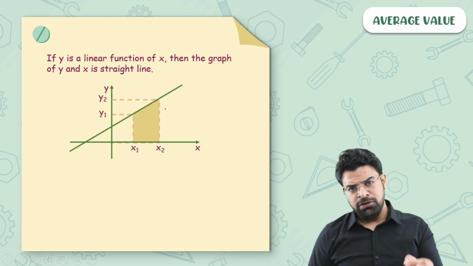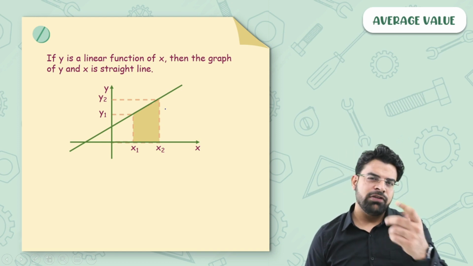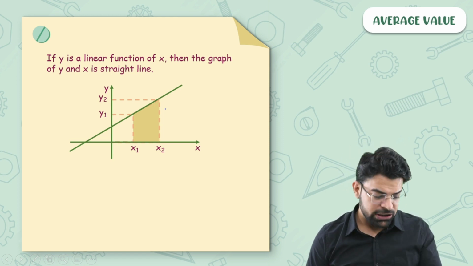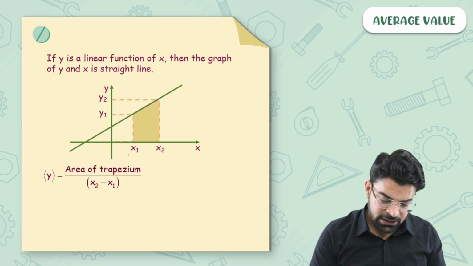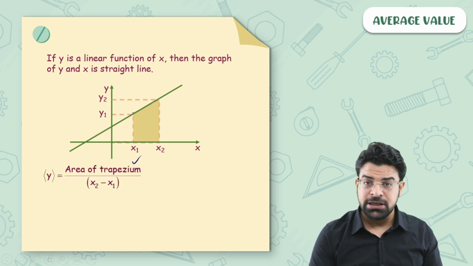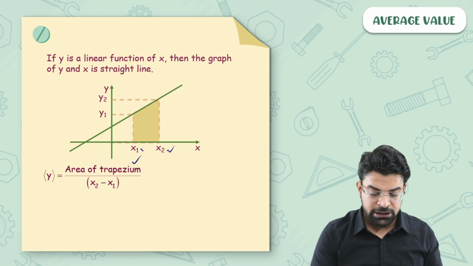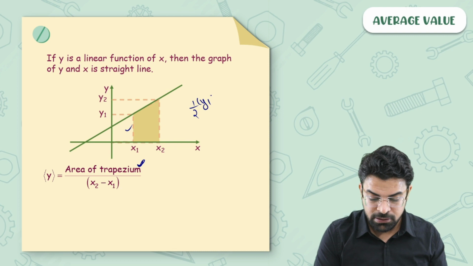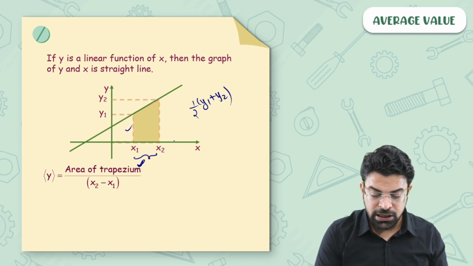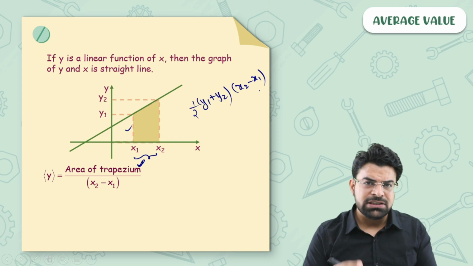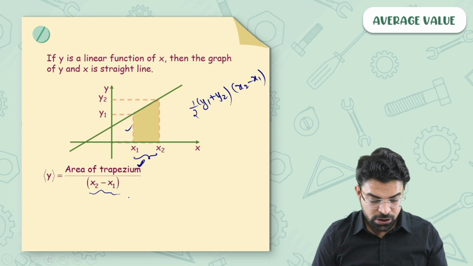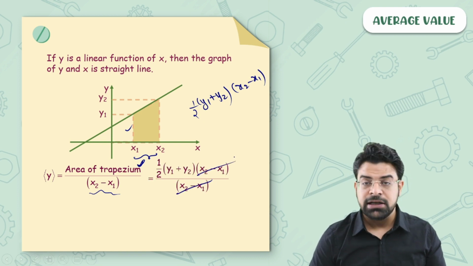So you will again say, sir, the average value of y over a range of x is given by the area under the y-x graph upon the change in x. So here we can say that the average value of y will be the area of this trapezium upon the change in x, which is x2 minus x1. The area of this trapezium will be how much? So the area of trapezium will be half into the sum of parallel sides, y1 plus y2, into the height, which is nothing but x2 minus x1. So this is the area of trapezium divided by the change in x, which is x2 minus x1. So what you get here is x2 minus x1 get cancelled.